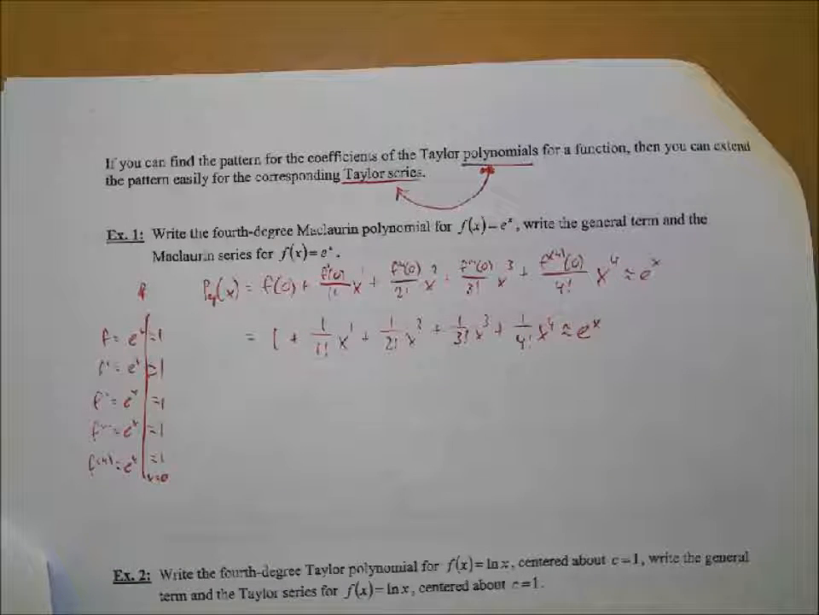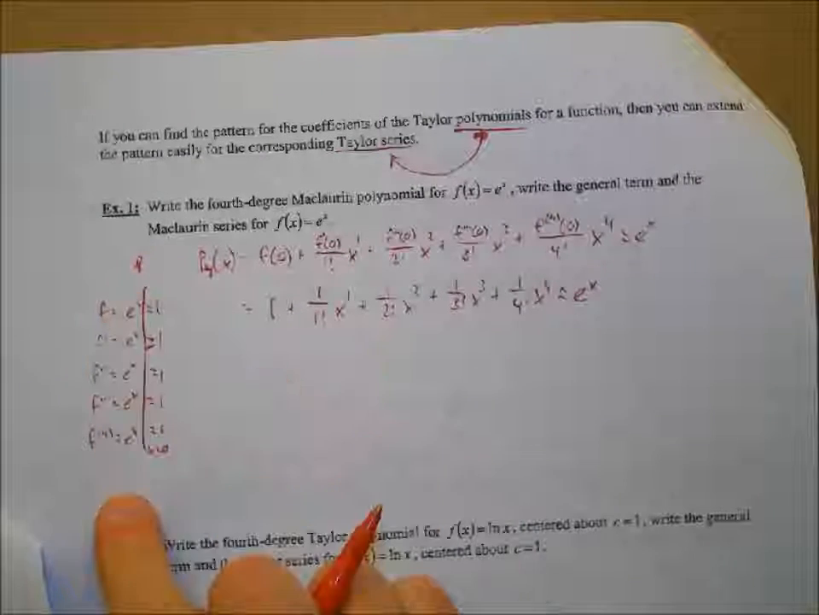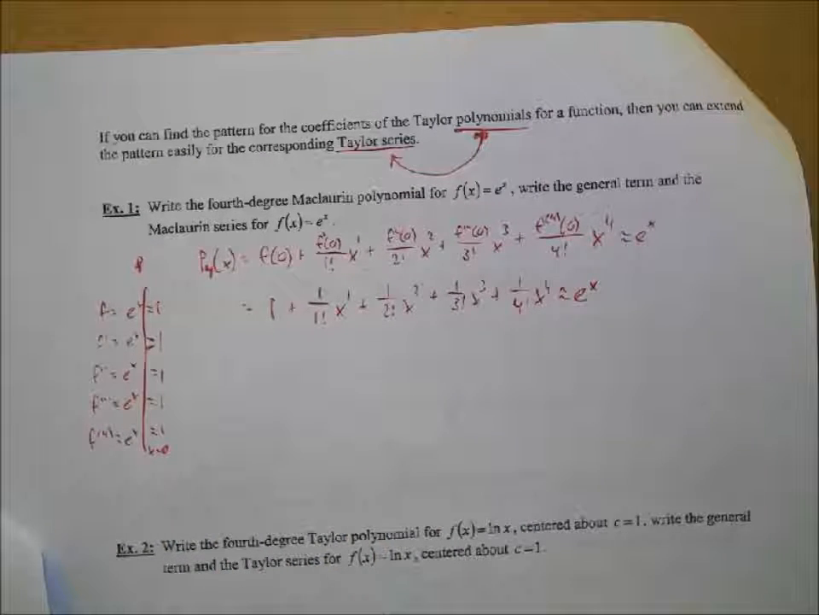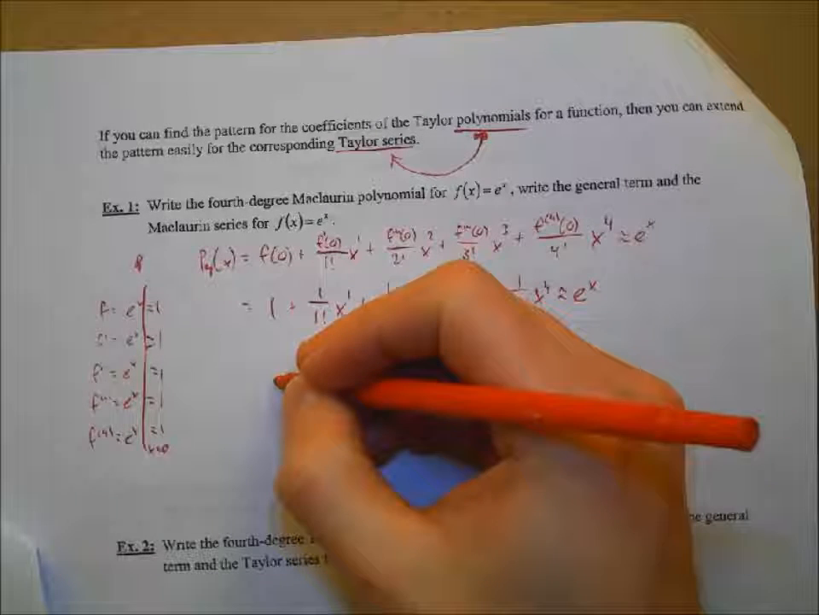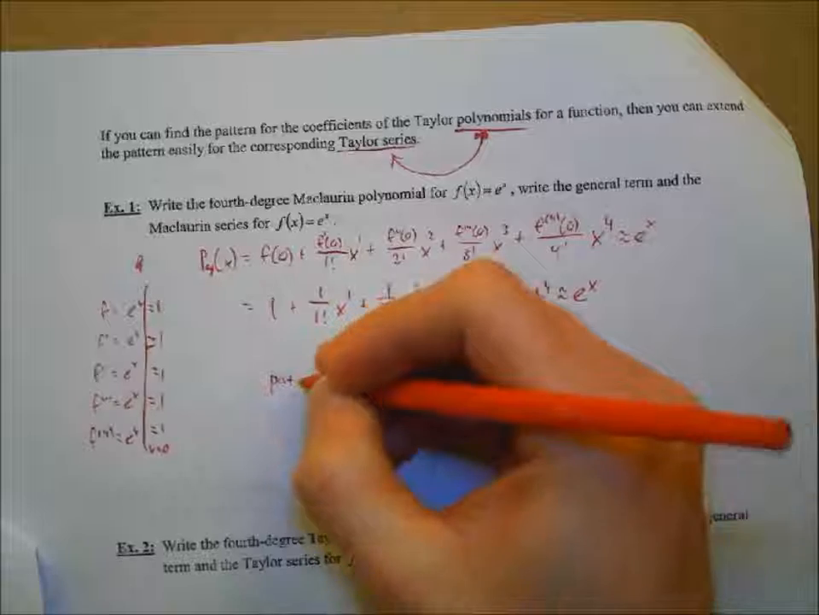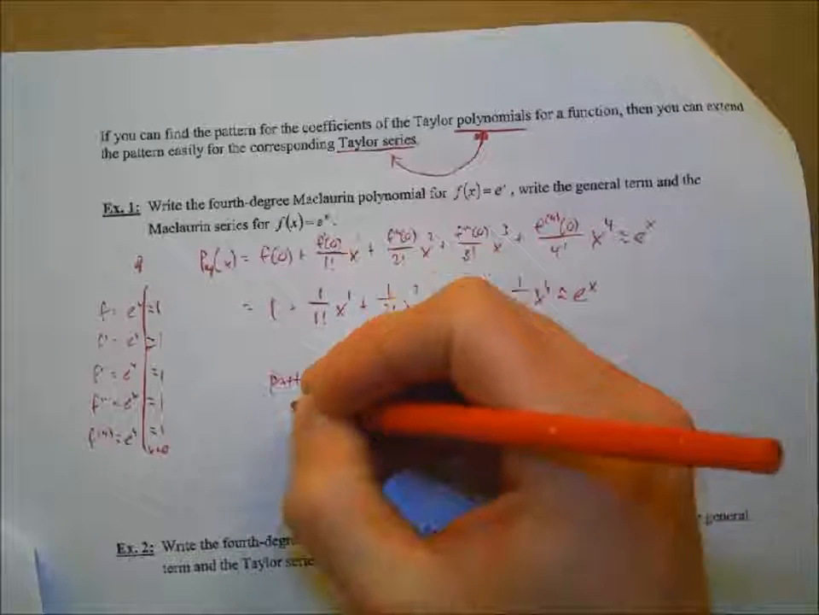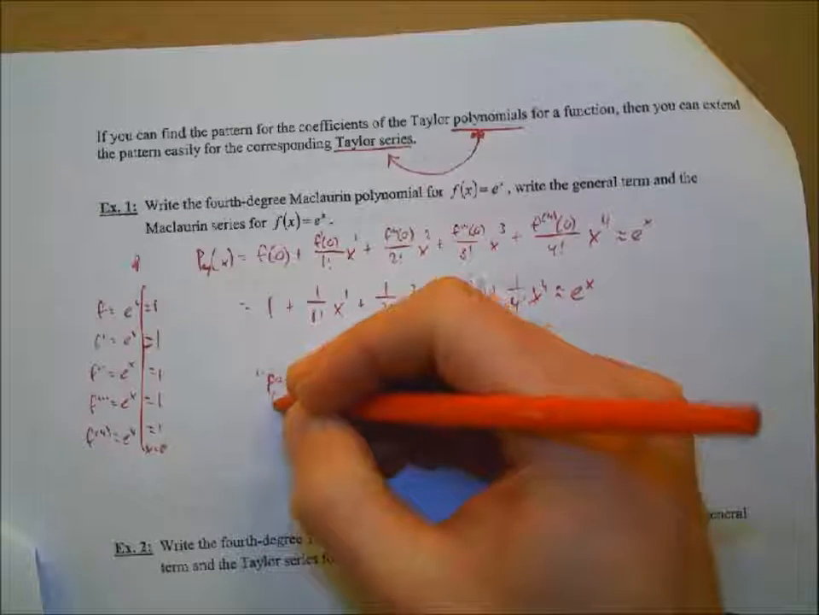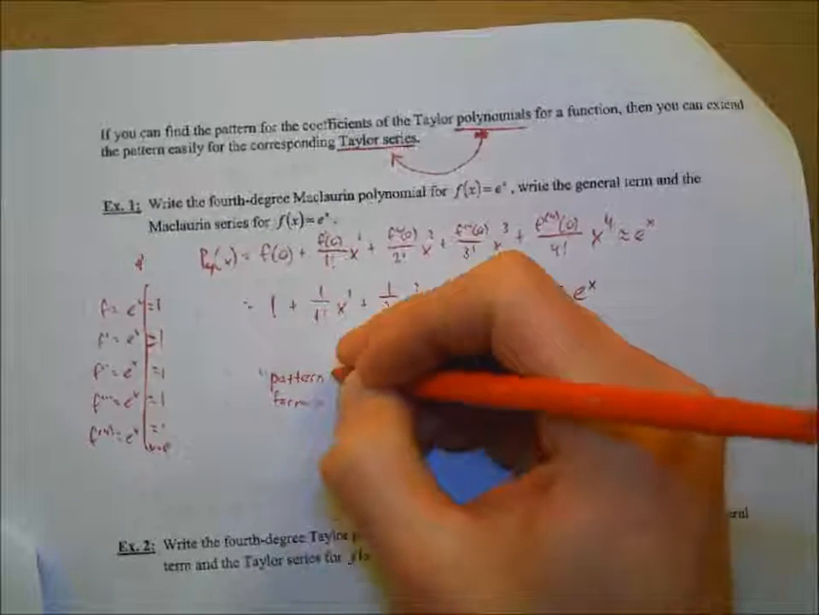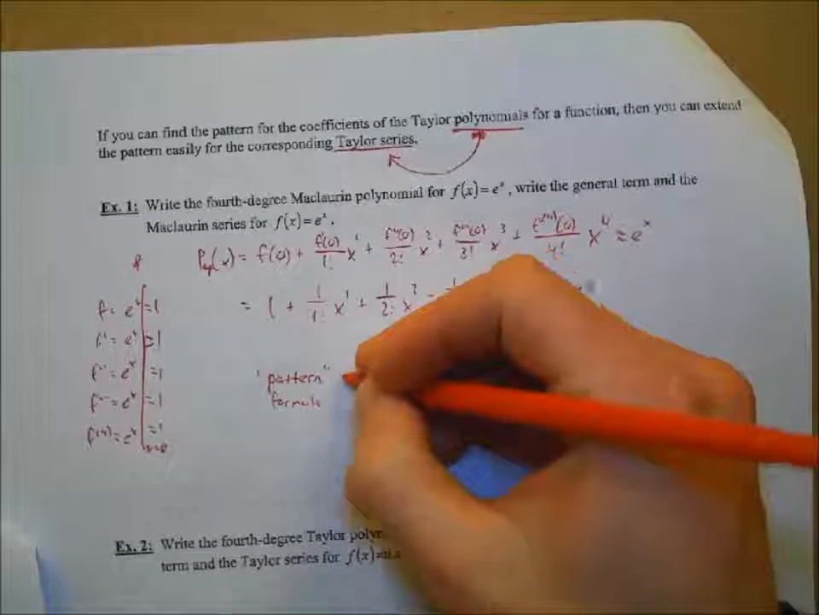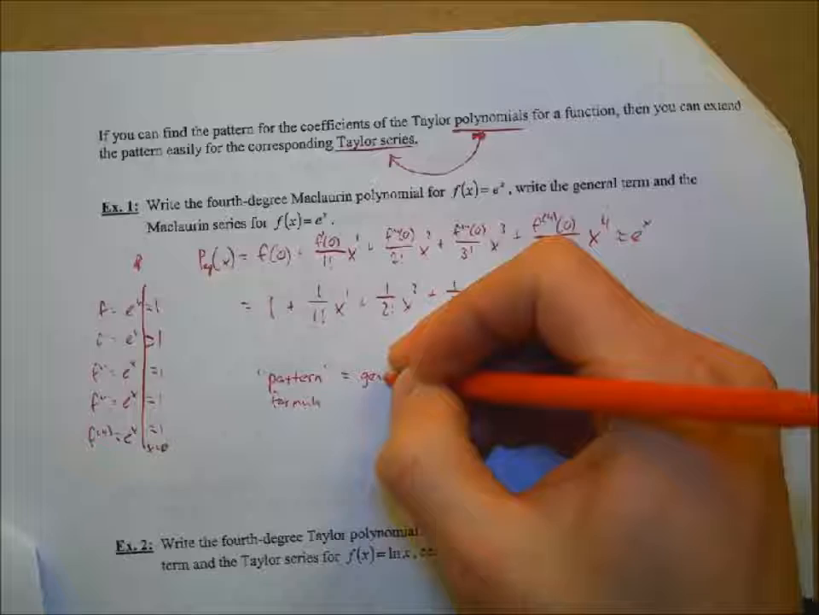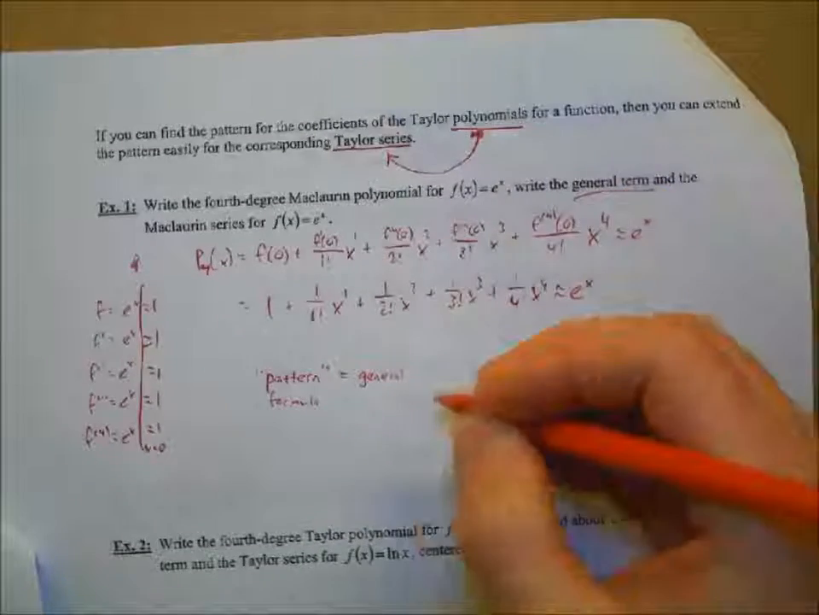There's our Taylor polynomial, right? You probably didn't even need to write this part out, but I just did it because, hey, why not? So there's our fourth degree Taylor polynomial, and the idea is we're now going to take this and come up with the pattern here. And that is what we call the general term. So the pattern, kind of like a formula, which is really known as the general term, right? Because that's the next thing we were asked to find, that general term. That's new today.